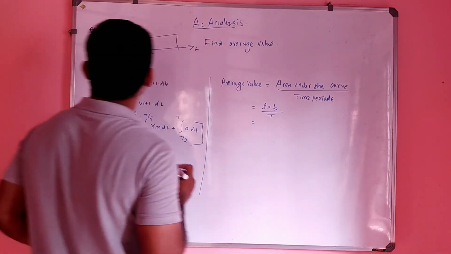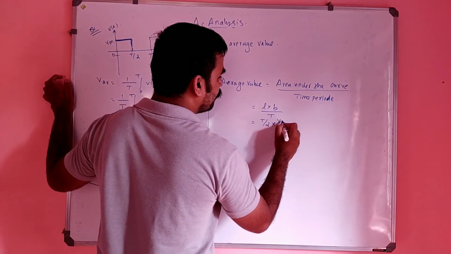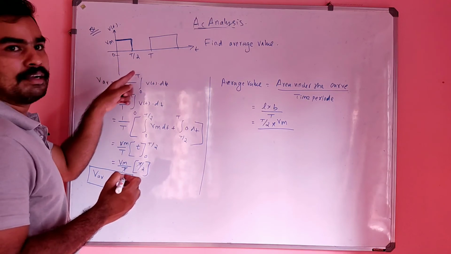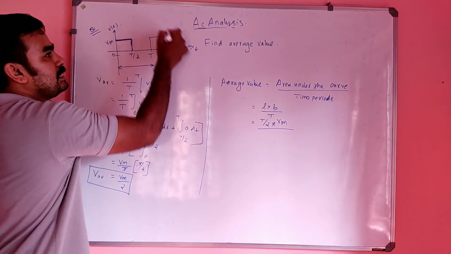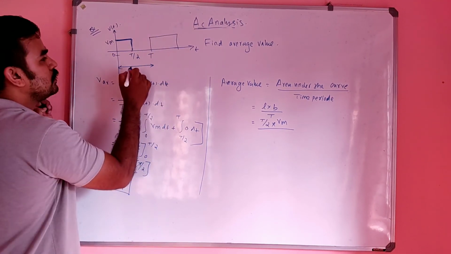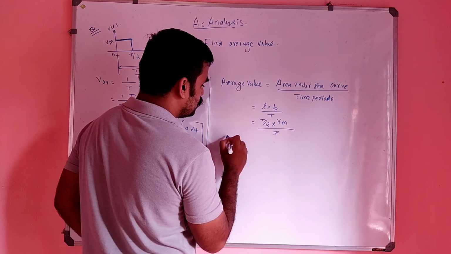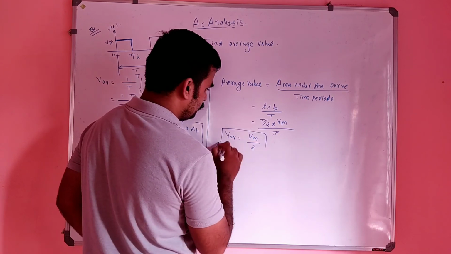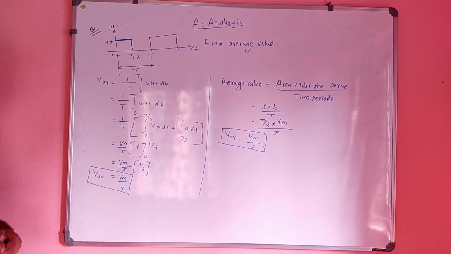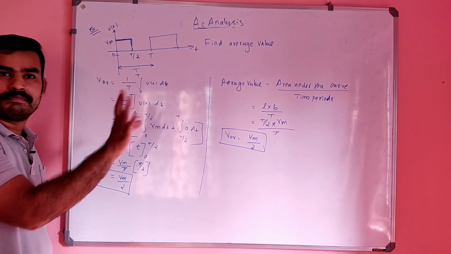Length is t by 2, into breadth Vm, whole divided by the time period. This is the time period, because after this the waveform is repeating. So this is the total time, t itself. So t and t get cancelled, and V average will again be Vm by 2. So both are same, both equations you can use. No issues. It's up to you which equation you prefer.